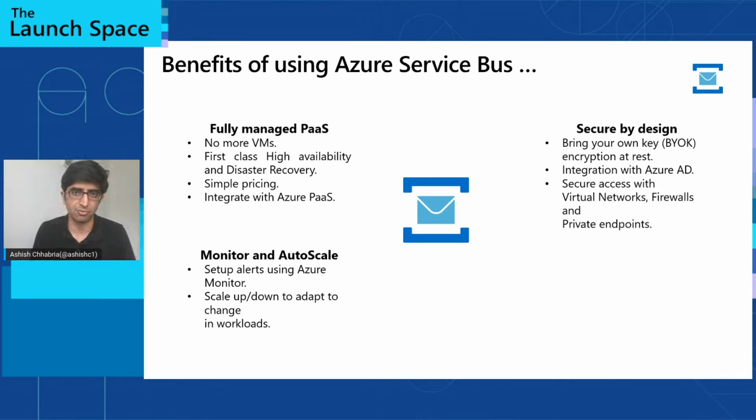Thirdly, we are obviously secure by design. So with deeper integration with the Azure Backbone and Azure Key Vault and all the good stuff, we allow you to have your own key encrypt your data at rest. Obviously, in transit, we already do data encryption with TLS 1.2. We also have integration with Azure Active Directory, which means you can use managed service identity and AAD backed authentication. You can also secure access to your namespace by using virtual networks, firewalls, and private endpoints. And that makes it a pretty straightforward value proposition.